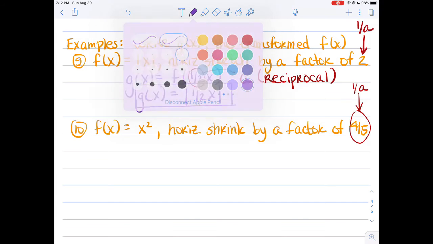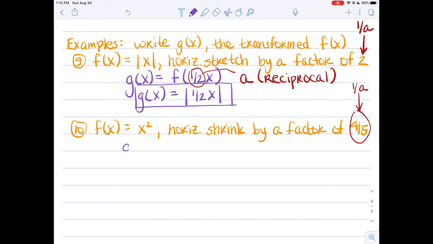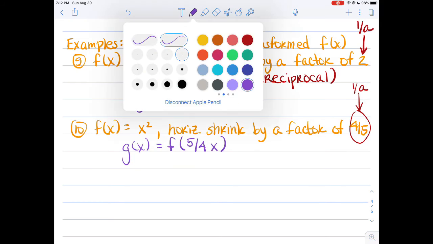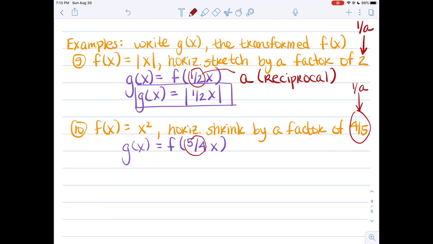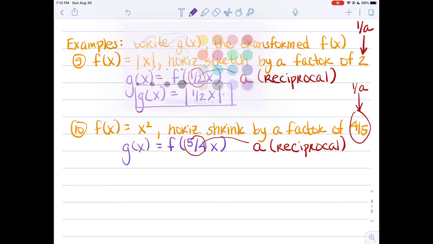So when we write our rule for g of x, it is going to be equal to f of 5 over 4x. Remember, 4 over 5 was our reciprocal. 5 over 4 is our actual a value that gets stated in the equation. So remind yourself again that the 5/4 is our actual a that gets substituted into the equation.